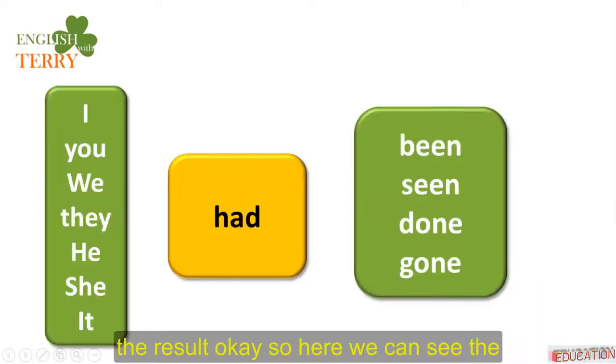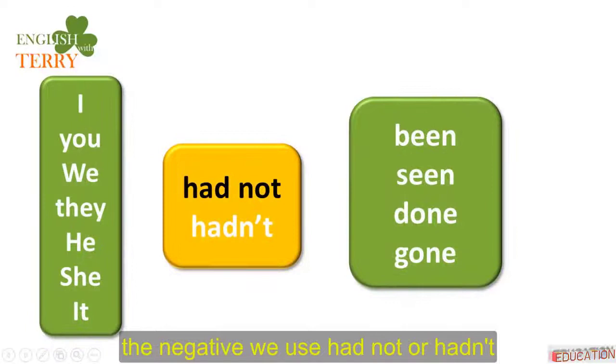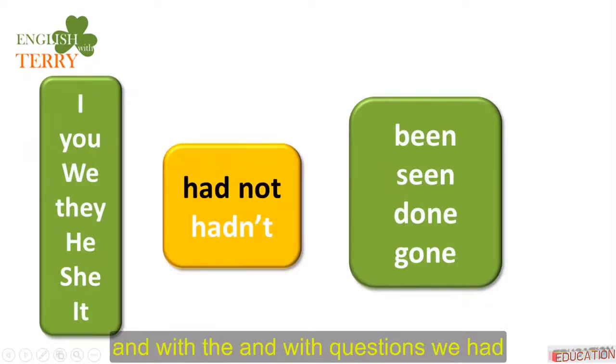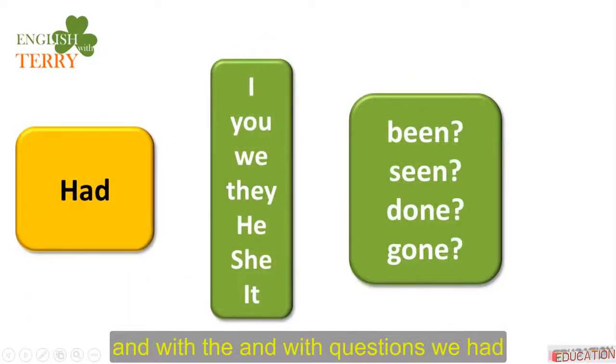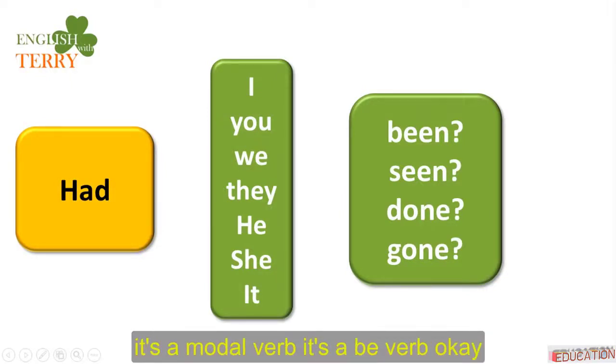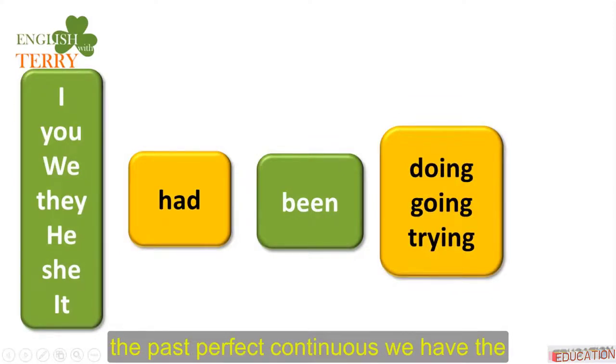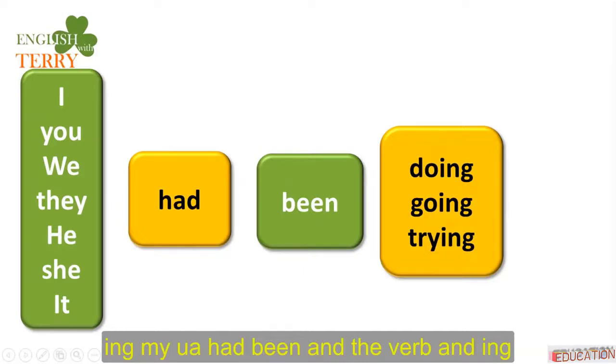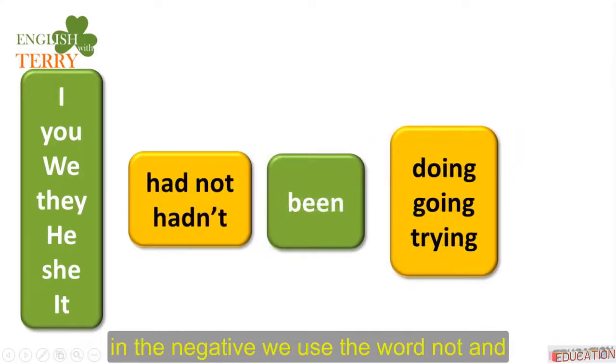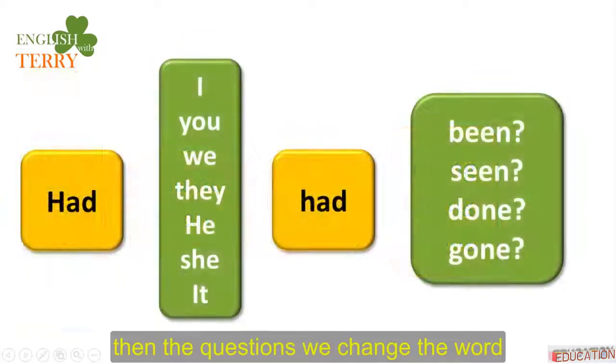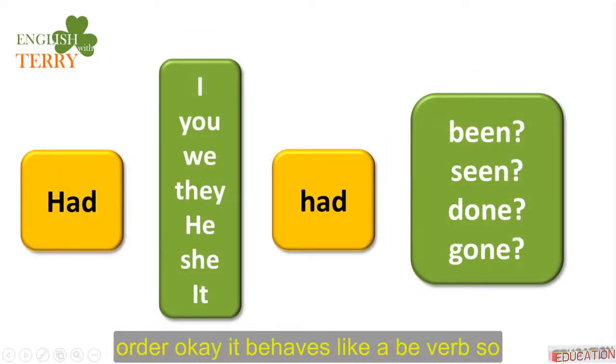So here we can see the form in the past perfect, right? It's I, you, we, they, he, she, had plus the past participle. In the negative, we use had not or hadn't. And with questions, we have to change the word order because here it's like a be verb, okay? The past perfect continuous, we have the ing, right? I, you, we, had, been, and the verb and ing. In the negative, we use the word not. And in the questions, we change the word order, okay? It behaves like a be verb.